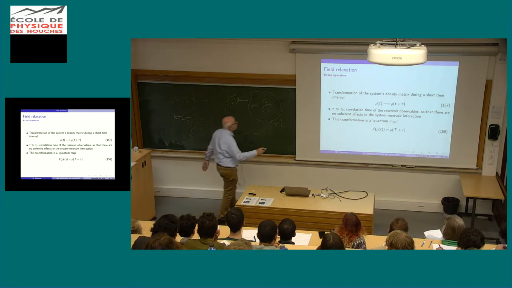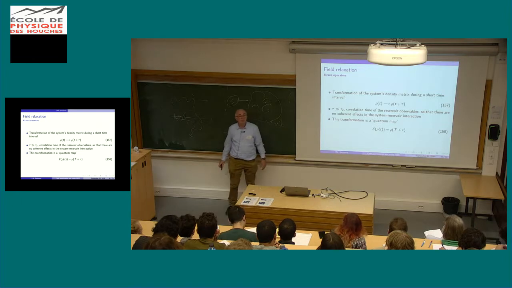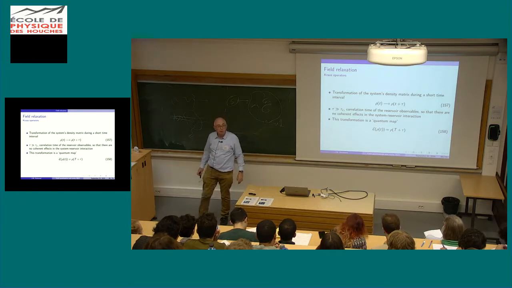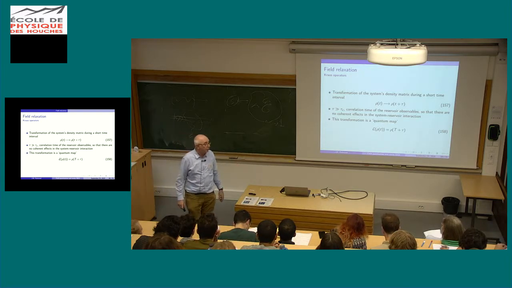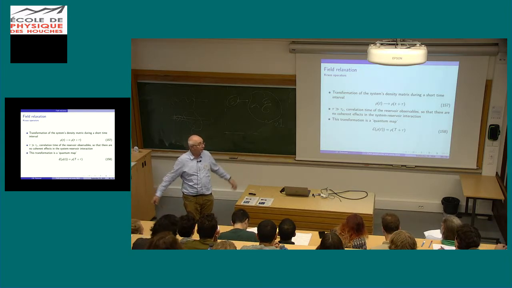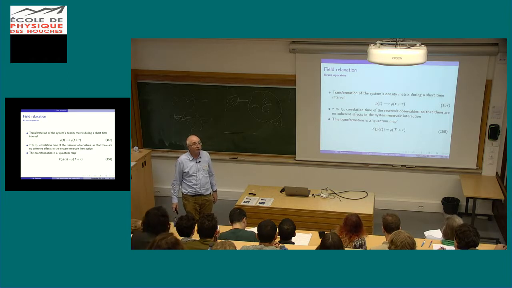Tau should be much greater than this correlation time, just because you get into difficulties if it's not the case. But it's not a problem. If you take spontaneous emission, the correlation time of the environment is what? The optical frequency, 1 over the optical frequency.